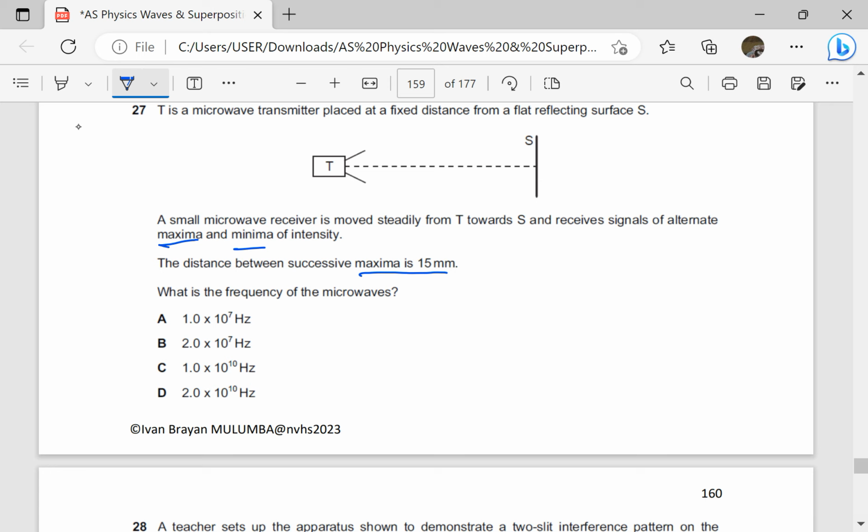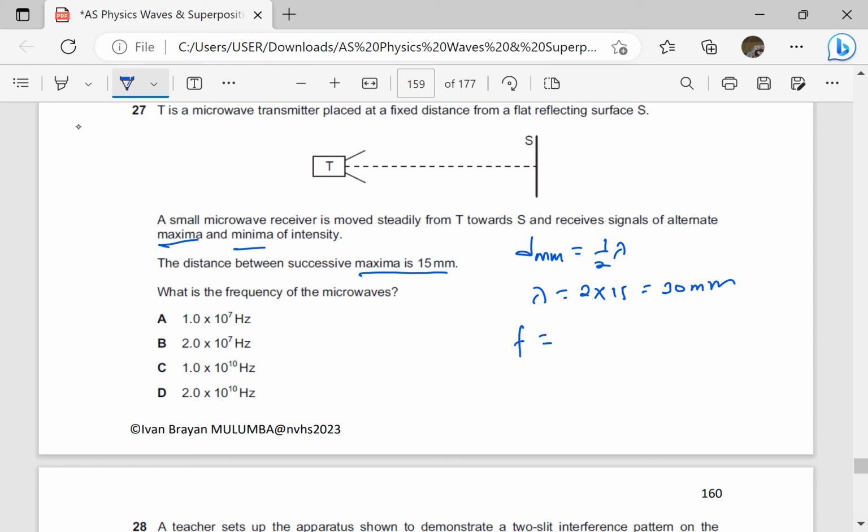Distance between two successive maxima is half wavelength. So distance between two successive maxima points is half wavelength. So wavelength is going to be 2 times 15, which is 30 millimeters. What is the frequency of the microwave?